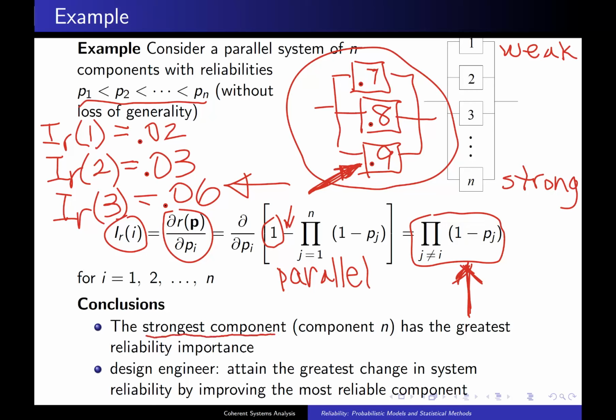The strongest component, which is component N, has the greatest reliability importance, and a design engineer can attain the greatest change in system reliability by improving that most reliable component.